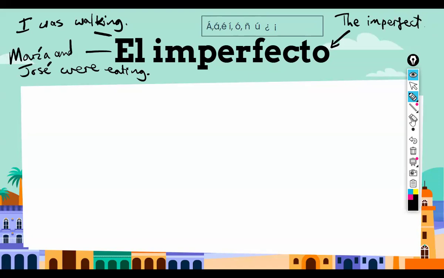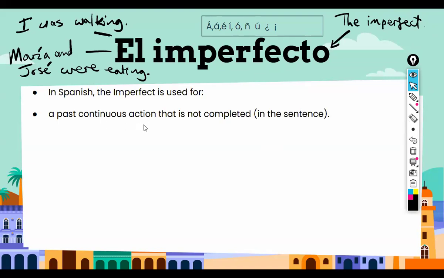Right, so this is another past tense that we are looking at. So far we've looked at perfect tense, we've looked at present, and now we're looking at imperfect, right? All right, so in Spanish, the imperfect is used for the following things. A past continuous action, just like in English, that is not completed. It's not completed in the sentence, right? So I was walking, it's past, it was going on for a while. The sentence doesn't tell you when it was completed, right? Maria and Jose were eating. It doesn't tell you when it was completed.